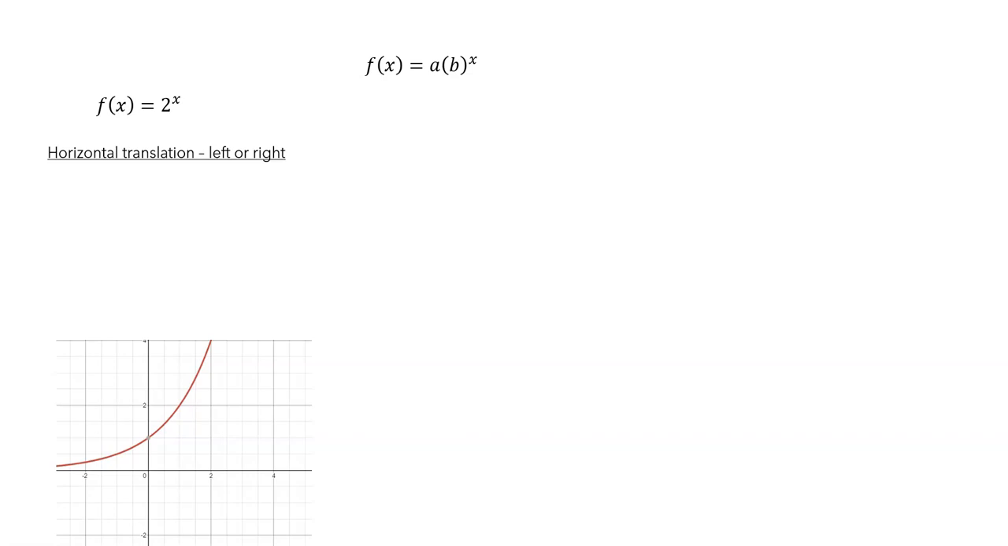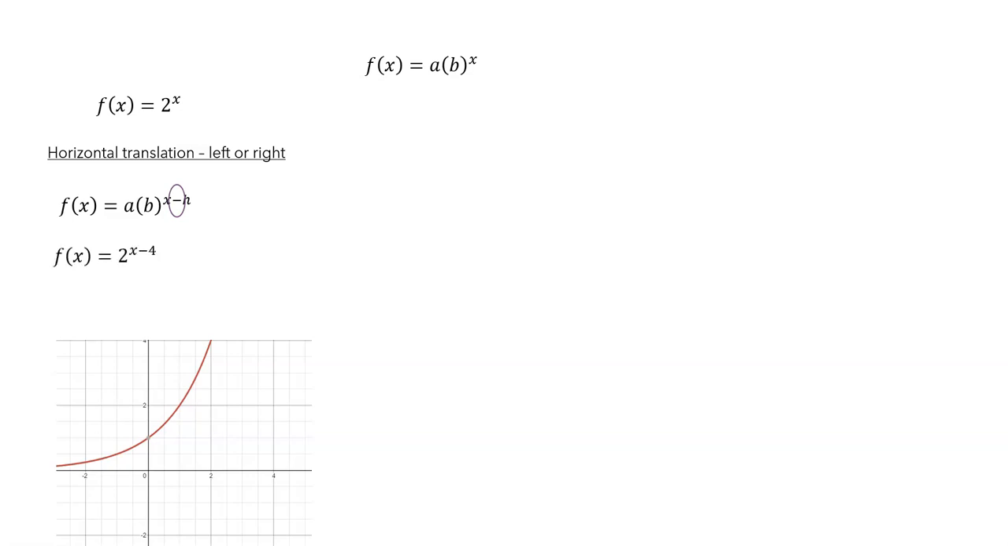One of our translations is to go left or right. That's a horizontal translation. In order to translate a function left or right, we're going to connect something to the x in the exponent. Not at the end of the equation, but with the x in the exponent. Now our convention is x minus h. So we have to remember that's our convention, x minus h.